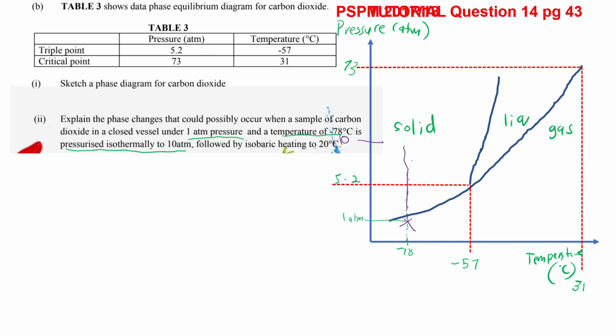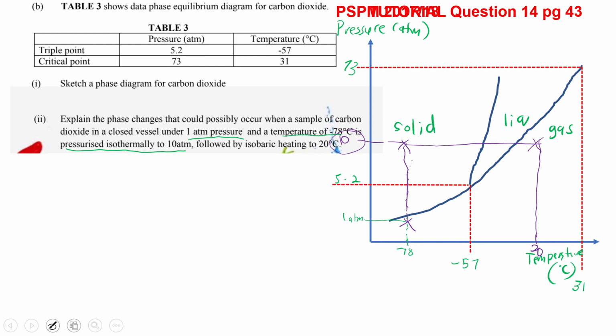10 atm. So sini. Okay, then followed by isobaric heating. Isobar means pada pressure yang sama. So pressure yang sama tu 10 atm until 20 degrees Celsius. So 20 degrees Celsius katalah di sini. So stop sini. So apa phase change tu?